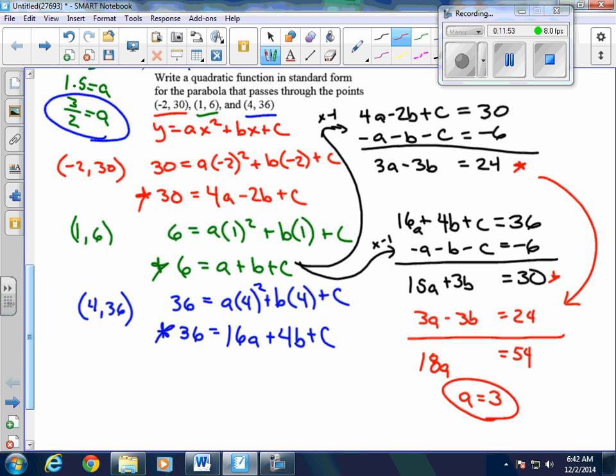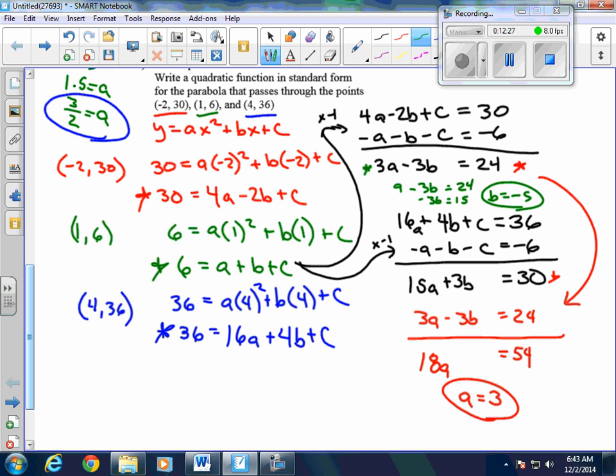Okay, from here, you're just going to start plugging stuff back in. So we're going to take it and plug it back into one of the equations that we had with the red stars by it, one of these last two equations. And so let's put it into this one. So if we put in a for 3, that's going to be 9. 9 minus 3b equals 24. Negative 3b equals 24 minus 9, 15. And so b equals negative 5.